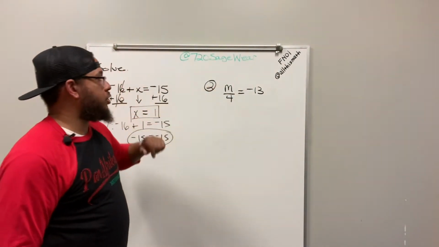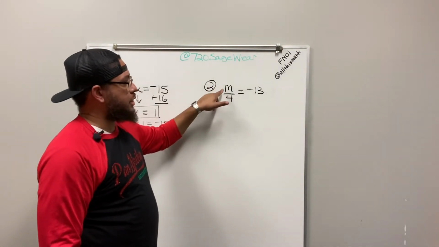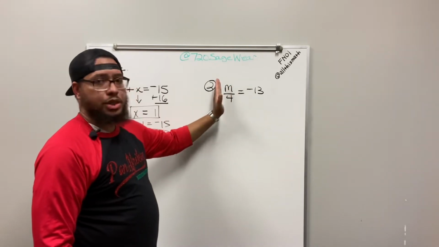All right, let's go on to number 2. Number 2, m over 4 equals negative 13. Now, I want to isolate m by itself on the left side of the equation, where it is.